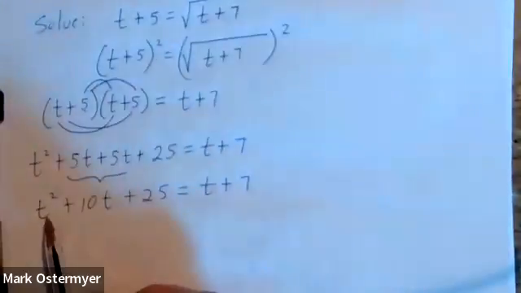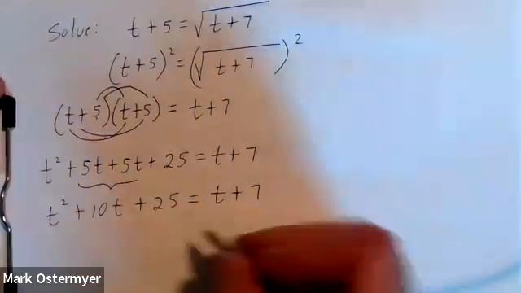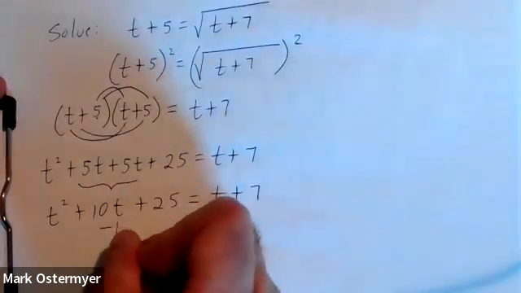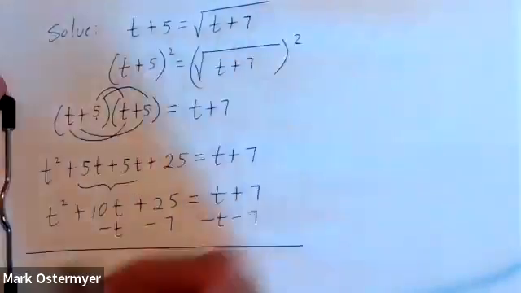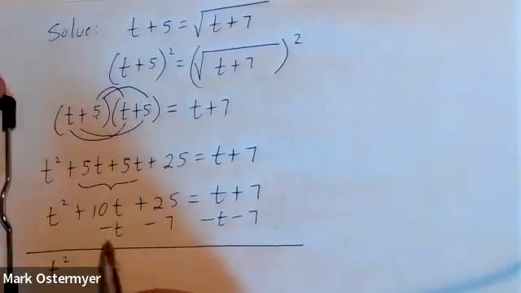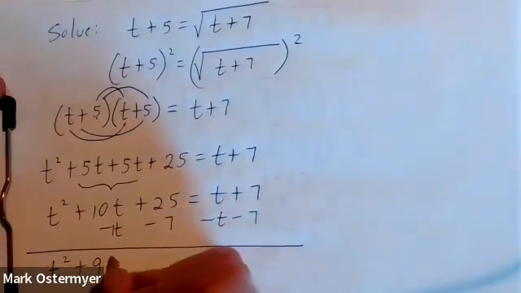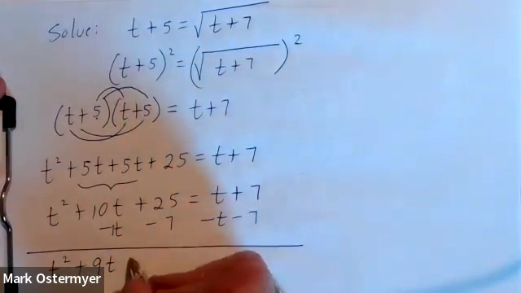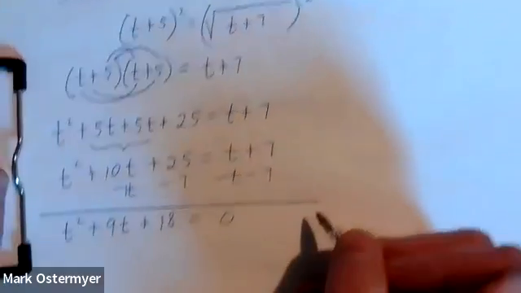Now, this is a quadratic or second degree equation. To solve this equation, we're going to have to zero the equation out. So therefore, I'm going to have to subtract t from both sides and also subtract 7 from both sides. Therefore, our equation becomes t squared. Now, 10t minus t or minus 1t is just 9t. 25 minus 7 is 18. And the right side of our equation goes to 0.